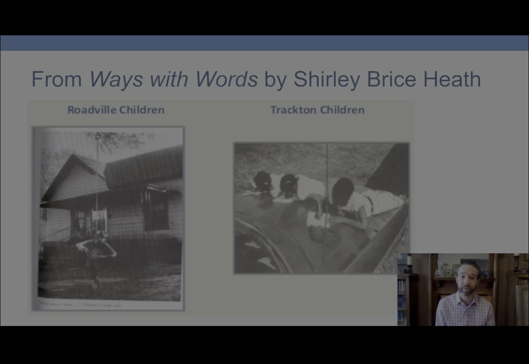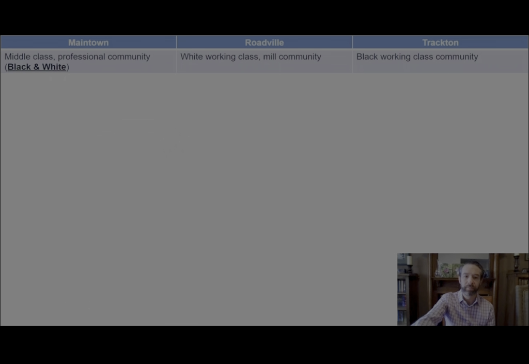One of them were children from a pseudonym Rhodeville. Another group was children from Tracton. And the third group were children from Main Street, or Maintown. And so we'll look at the conclusions drawn from the study about the literacy types of experiences, emphases, and across these three groups.